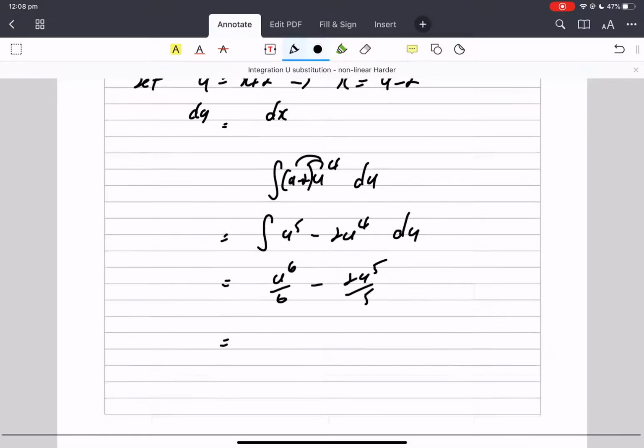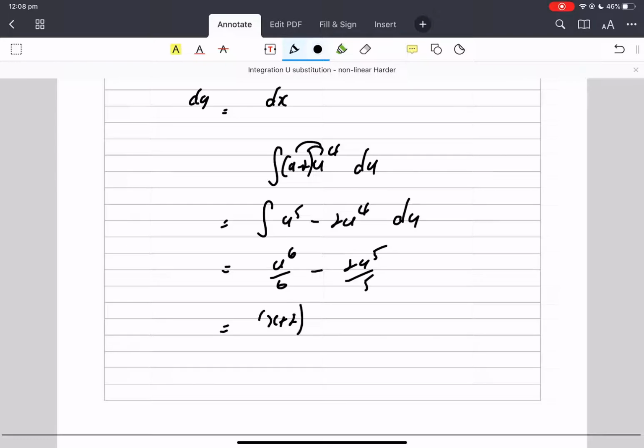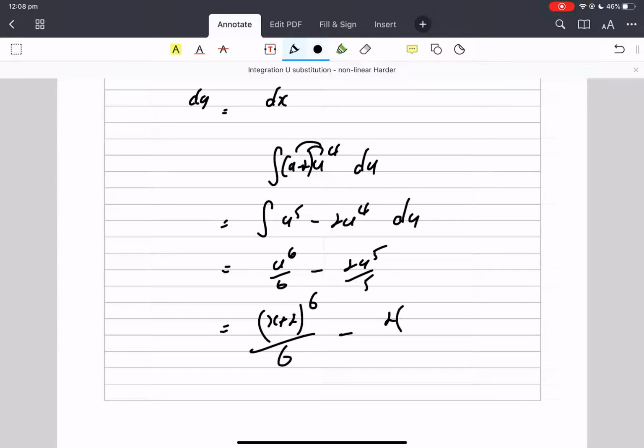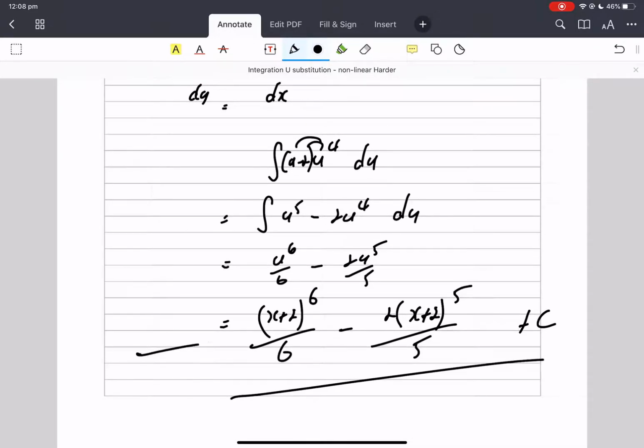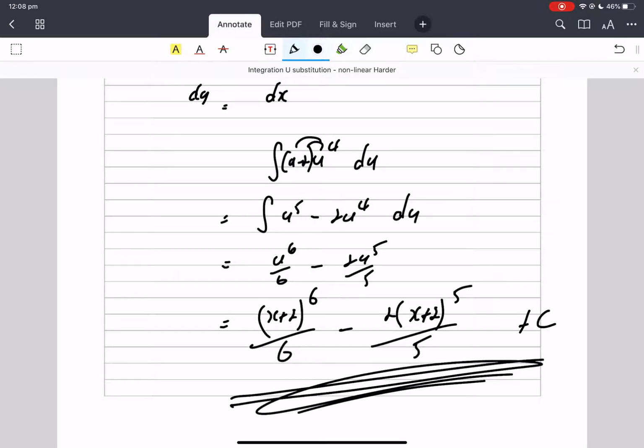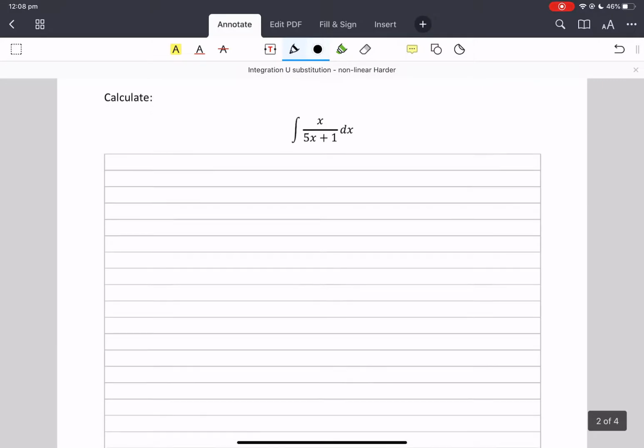What was u? x plus 2. On 5 plus c. Can you imagine expanding that baby and then getting an answer and having to factorise it? No, thank you. We wanted to use u-substitution.